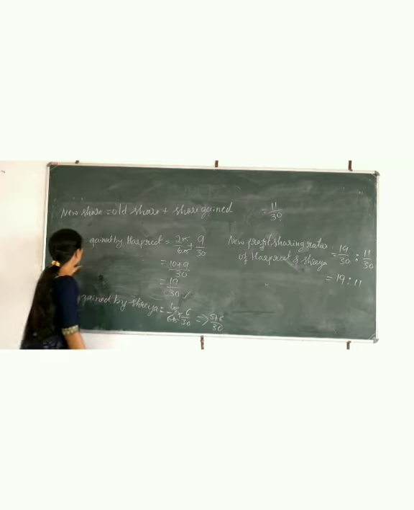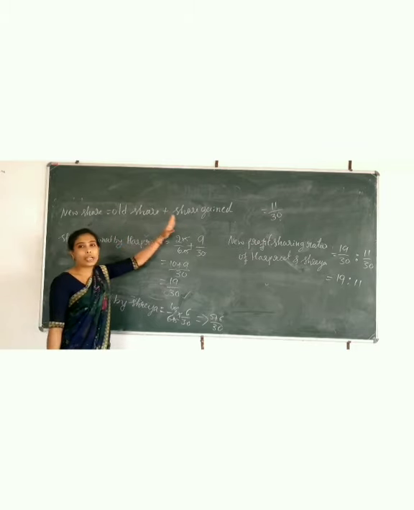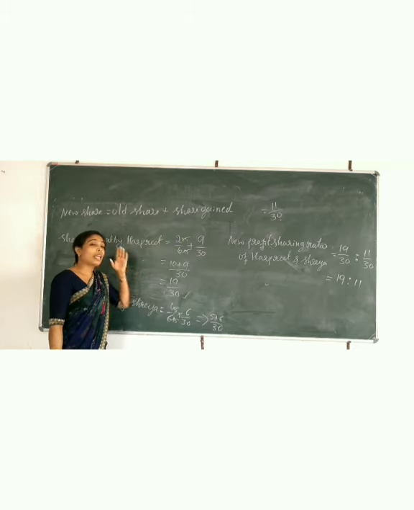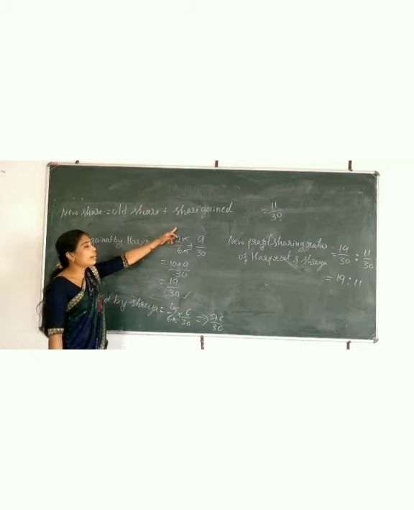Then we found the new profit sharing ratio with the help of old share and share gain. Okay, that is calculated. Gain ratio is calculated with the help of retired partner share and the agreed ratio. This is calculated with the help of old share and share gain.